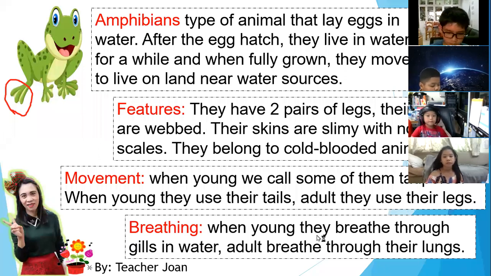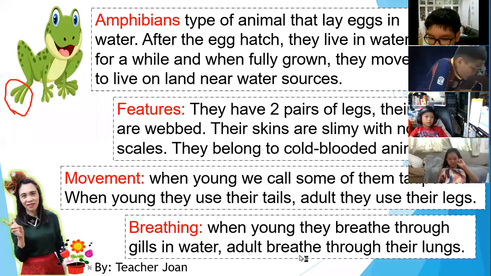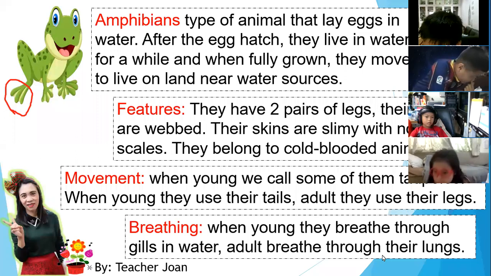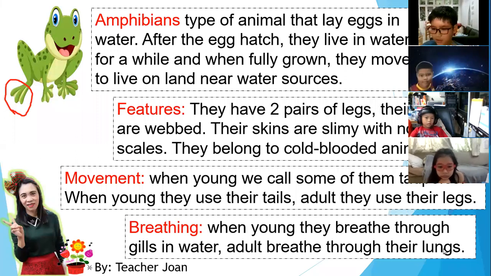Breathing: when young, they breathe through gills, in water. Adults breathe through their lungs. Okay, very good. So since they are still babies, they breathe through the gills, and then when they become adults, they breathe through their lungs.